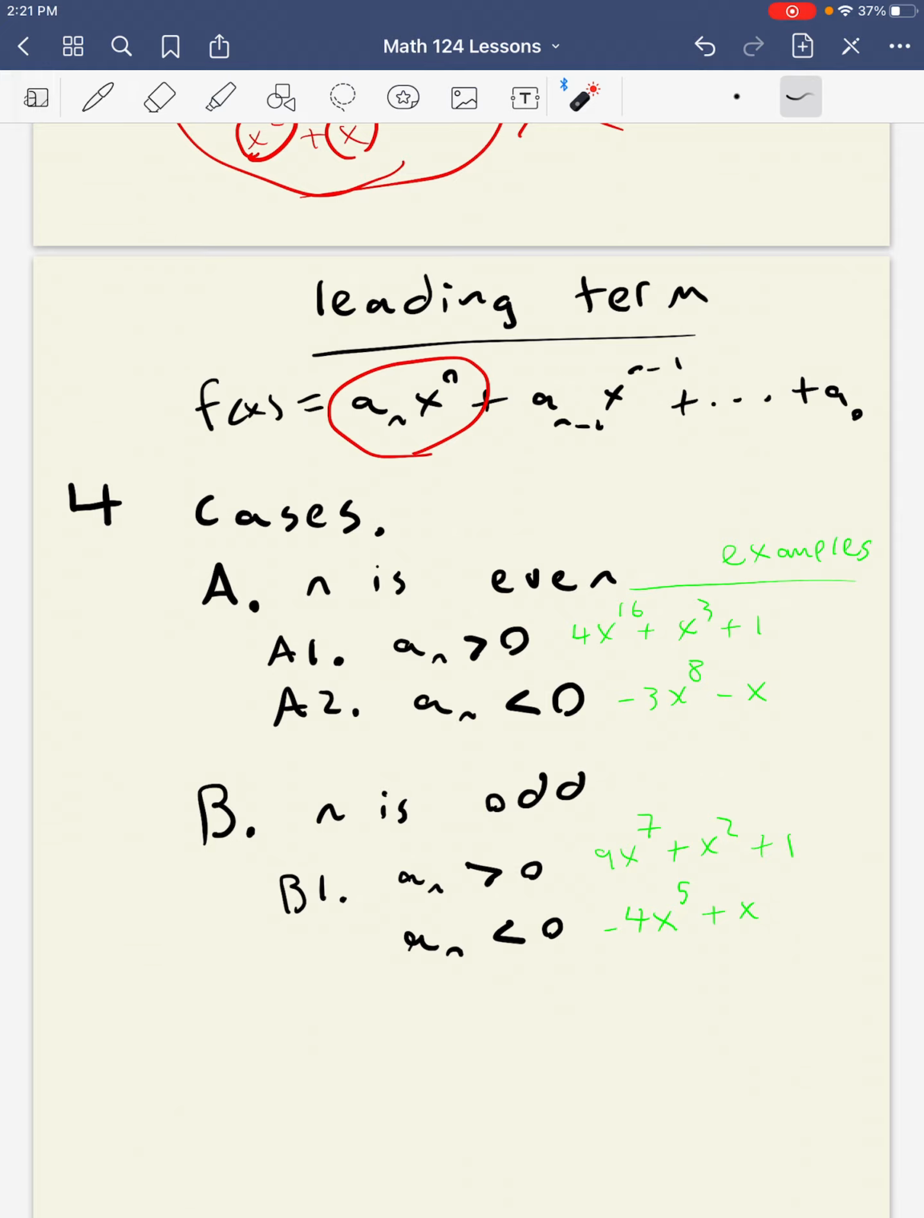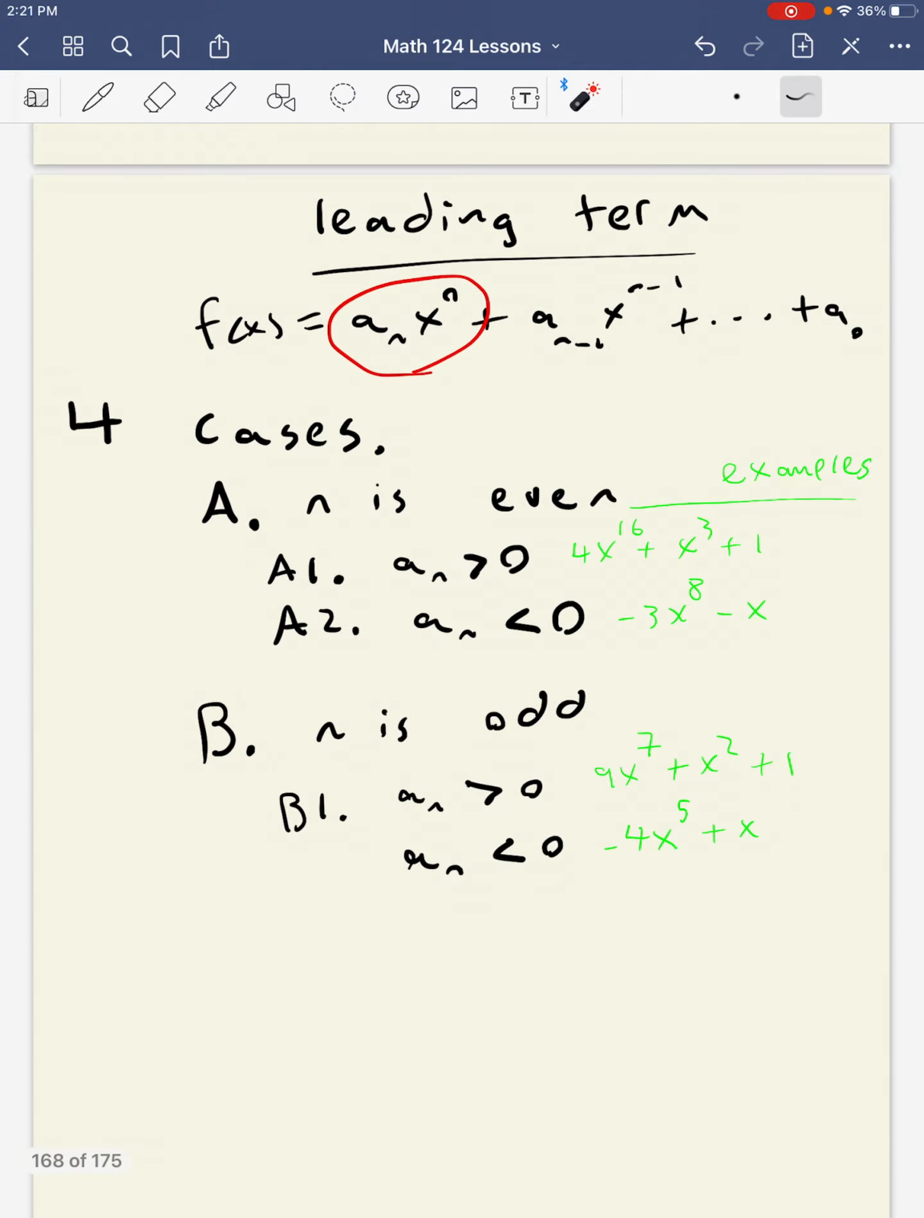So I drew some examples here in green. Notice here our leading term is 4x to the 16. Even exponent, positive number. Here the leading term is negative 3x to the 8. Even exponent, negative number. Okay. Now in the other category, we have odd exponents in the leading term. It could be either a case like this, we have an odd exponent and a positive number, or an odd exponent and a negative number.